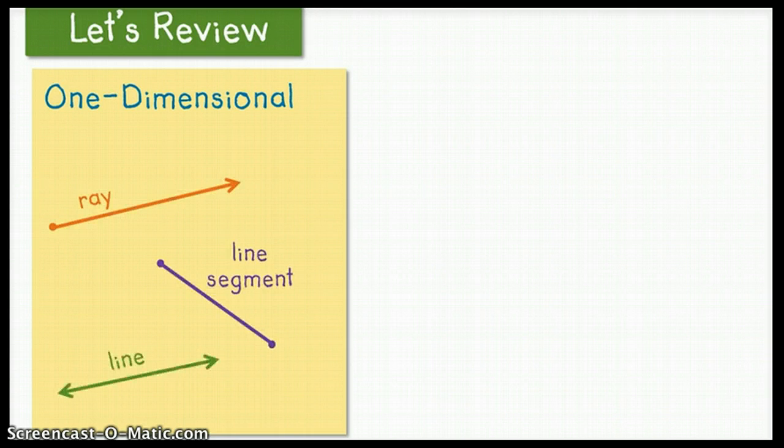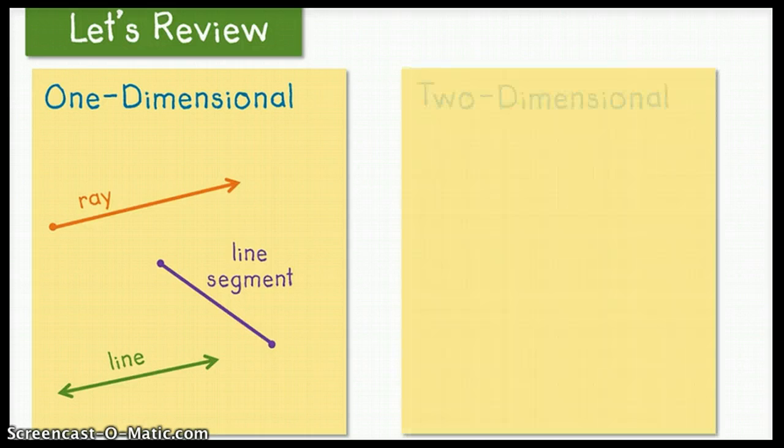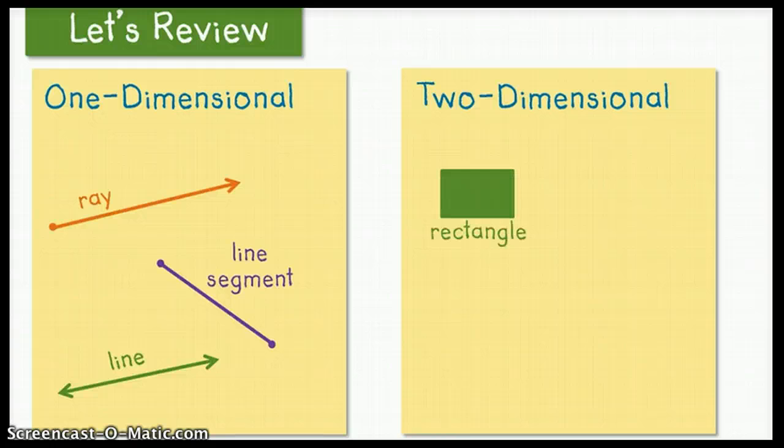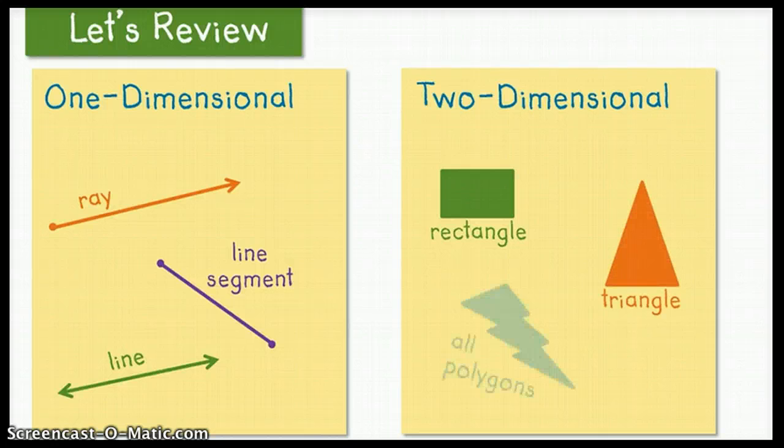So a one-dimensional figure is a figure that has one dimension. A ray, a line segment, and a line, we can only measure their length. They don't have a width, they don't have a height, they just have one dimension. Two-dimensional figures, however, have a length and a width. If we look at a rectangle, we can measure its length and its width. Same goes for a triangle. It has a length and a width, and in fact, all polygons are two-dimensional or 2D figures. They have length and width.